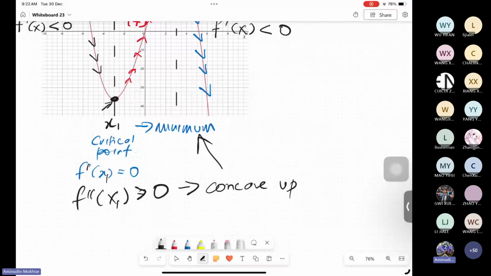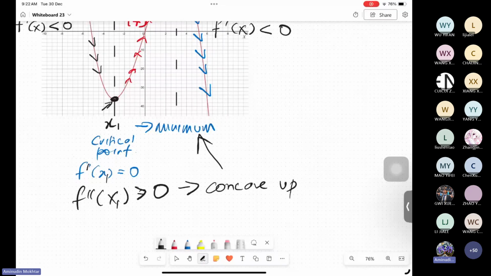The relationship between the maximum point and minimum point. What is the difference? How to identify that a critical point is a maximum or minimum? We need to find the second derivative at that point, whether the second derivative is positive or negative.